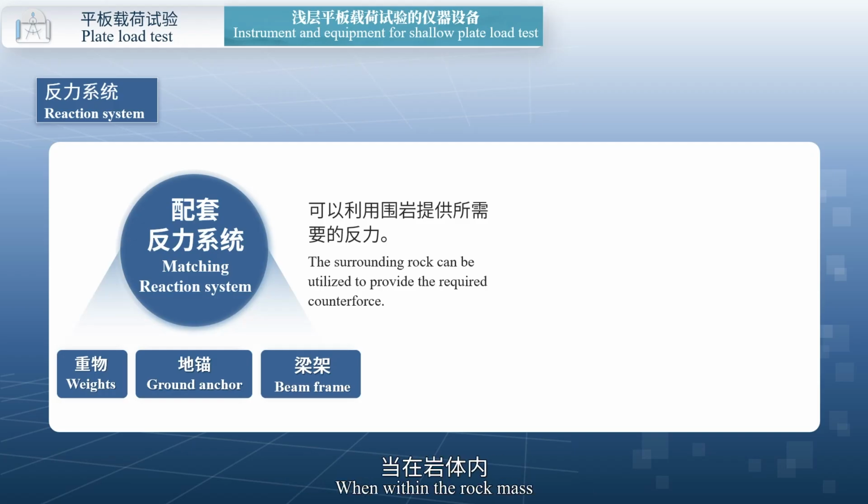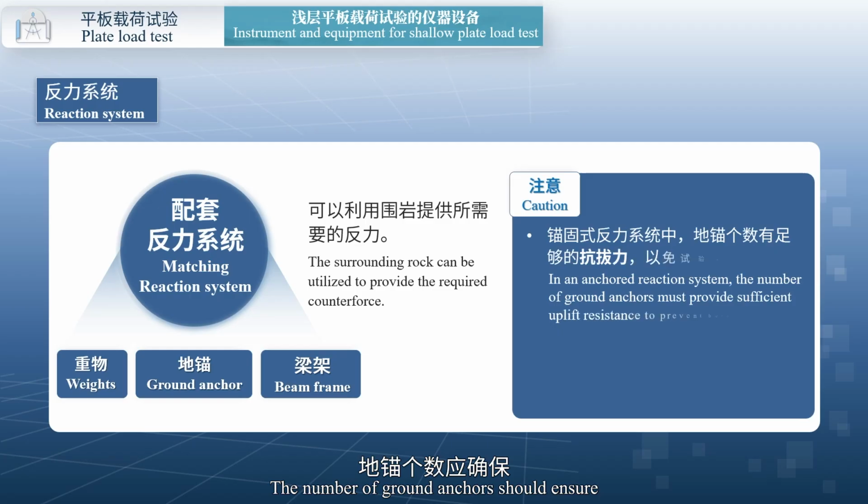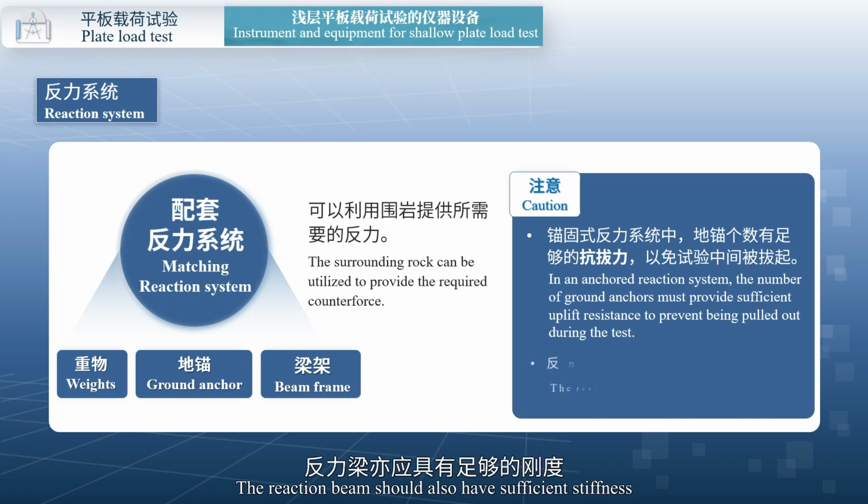When within the rock mass, such as test pits or trenches, during load testing, the surrounding rock can be utilized to provide the required reaction force. Here, we need to pay attention. In the anchored reaction system, the number of ground anchors should ensure sufficient pull-out resistance to avoid being pulled up during the test. The reaction beam should also have sufficient stiffness.